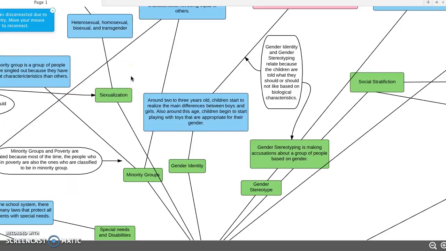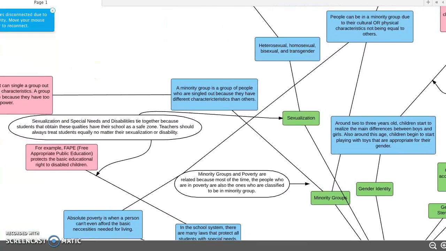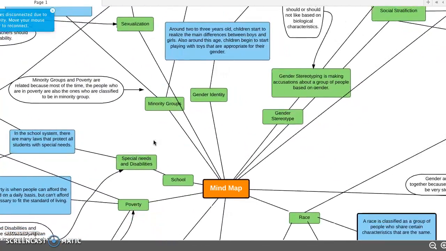Sexuality includes being heterosexual, homosexual, bisexual, or transgender. Sexuality and disabilities tie together because oftentimes these students may feel as if they are looked down upon, but schools should always be a safe zone for these students. In my classroom, I will always make sure that both students with disabilities and from the LGBTQ community are treated equally. Next is Module 4, Gender.